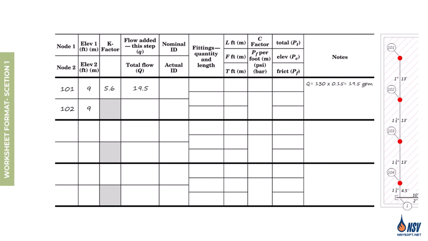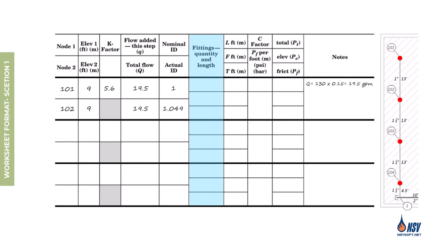The total flow passing through this segment is equal to the discharge from sprinkler 101. Therefore, we enter 19.5 gallons per minute in the second cell. In the next column, we record the nominal pipe size in the upper cell and the internal diameter in the lower cell. In our example, the pipe size is 1 inch. According to table A1632 of NFPA 13, the internal diameter of a 1-inch Schedule 40 pipe is 1.049 inches.